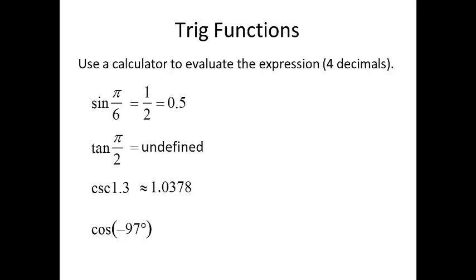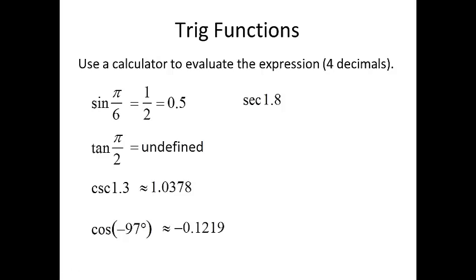your calculator is probably in radians mode at the moment, so you have to change it back to degrees, and then you should get negative 0.1219. There is a shortcut for your graphing calculators; you can ask me about that in class. Okay. Secant. Now we're in radians again.